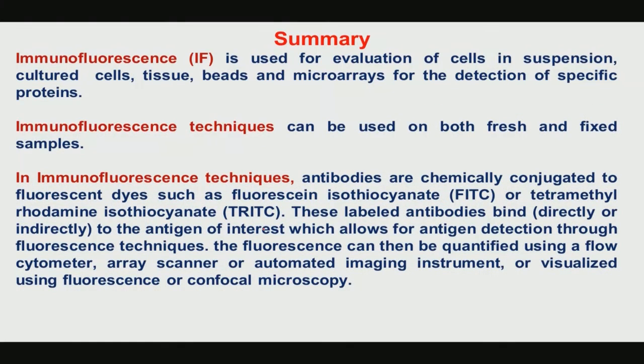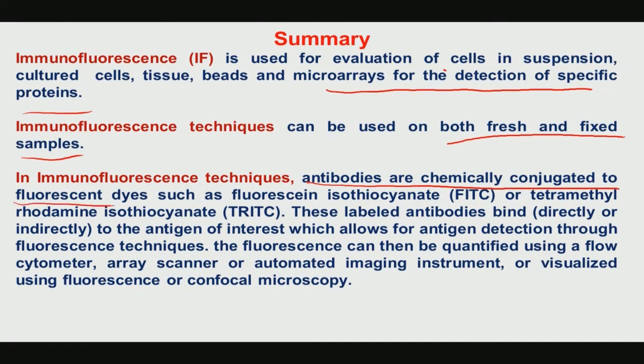So, in summary, immunofluorescence is used for the evaluation of cells in suspension, cultured cells or microarrays for the detection of specific proteins, and the technique can be used on both fresh and fixed samples. In immunofluorescence techniques, antibodies are chemically conjugated to fluorescent dyes. A few fluorescent dyes are shown in the form of a table, where the excitation and emission wavelengths and the color they are expected to develop are mentioned.